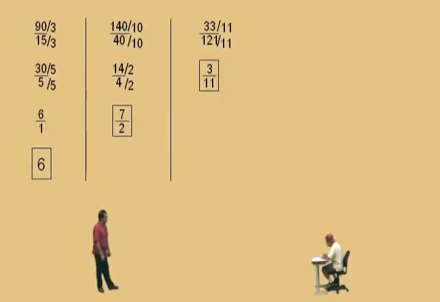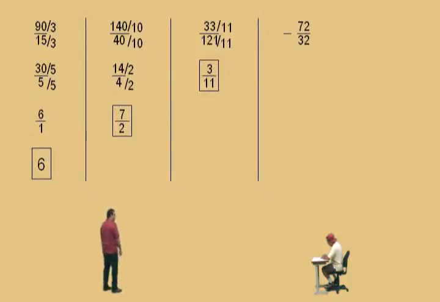Do it. And that was it. Here's another one, Charlie. A negative number. Don't get scared. 72 divided by 32, Charlie. What number divides evenly into both of those? 2. By 2, okay. So what's 72 divided by 2?